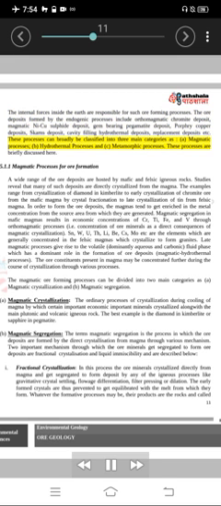These processes can broadly be classified into 3 main categories: A. Magmatic processes, B. Hydrothermal processes and C. Metamorphic processes. These processes are briefly discussed here. 5.1.1 Magmatic processes for ore formation. A wide range of ore deposits are hosted by mafic and felsic igneous rocks. Studies reveal that many of such deposits are directly crystallized from the magma.